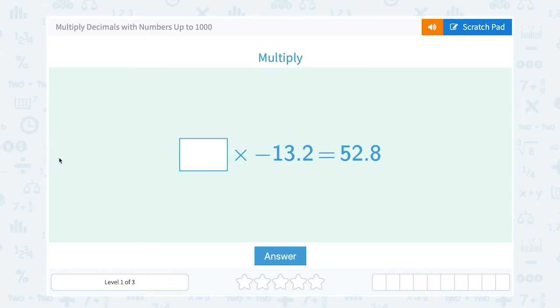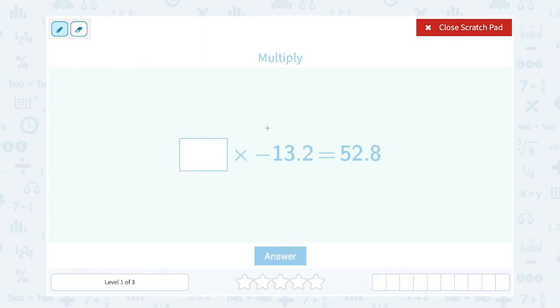Let's take a look at how to multiply decimals with numbers up to 1,000. Okay, we don't know this number, right? We have a blank in the first spot. Some number times negative 13.2 gives us positive 52.8 as our answer.